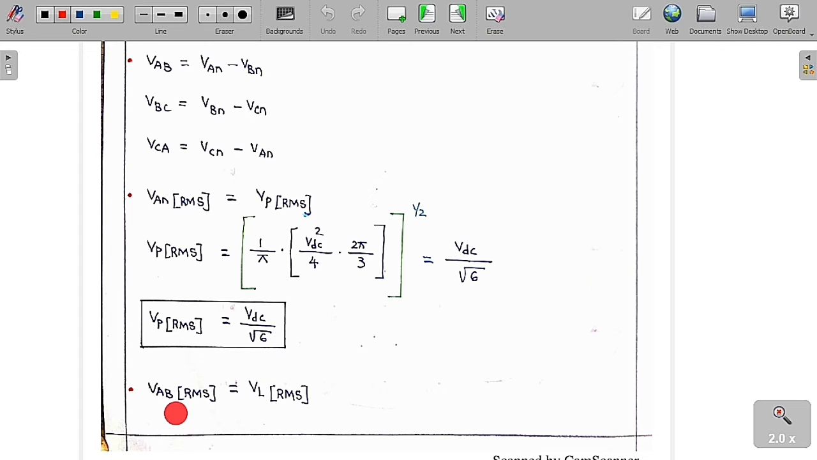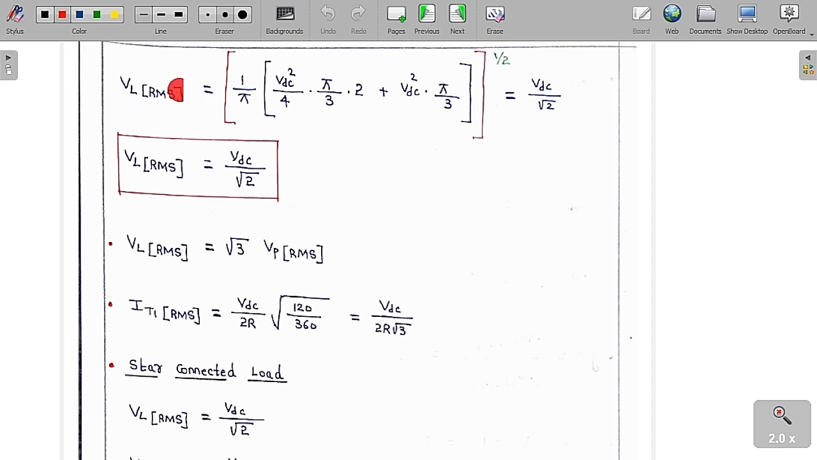If you want to find the RMS value of the line voltage, VAB RMS equal to VL RMS, you can get it from this graph, which is under root of 1 by pi into VDC whole square into 60 degree plus VDC whole square into 60 degree plus (VDC by 2) whole square into 120 degree. If you solve this, we are going to get VDC by root 2. So the line voltage RMS value is equal to VDC by root 2.